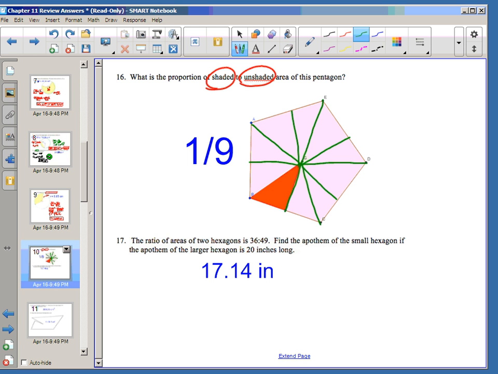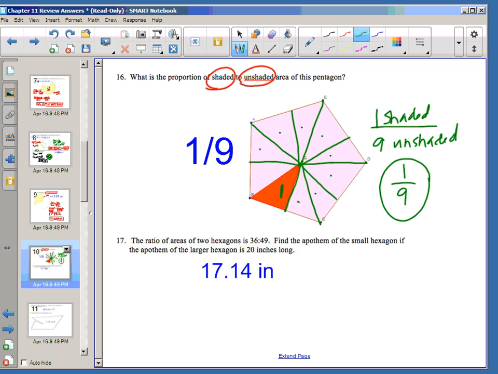However, it says shaded to unshaded. I have 1 shaded, and I have 1, 2, 3, 4, 5, 6, 7, 8, 9 unshaded. So my ratio is going to be 1 to 9. If they asked you for the shaded to the whole, that's when it would be 1/10. But it's asking you shaded to unshaded.